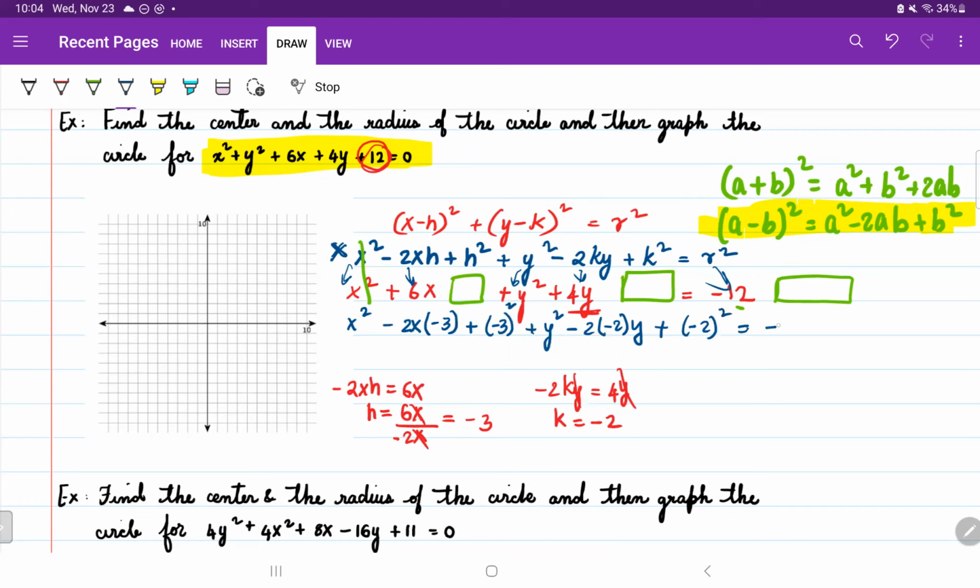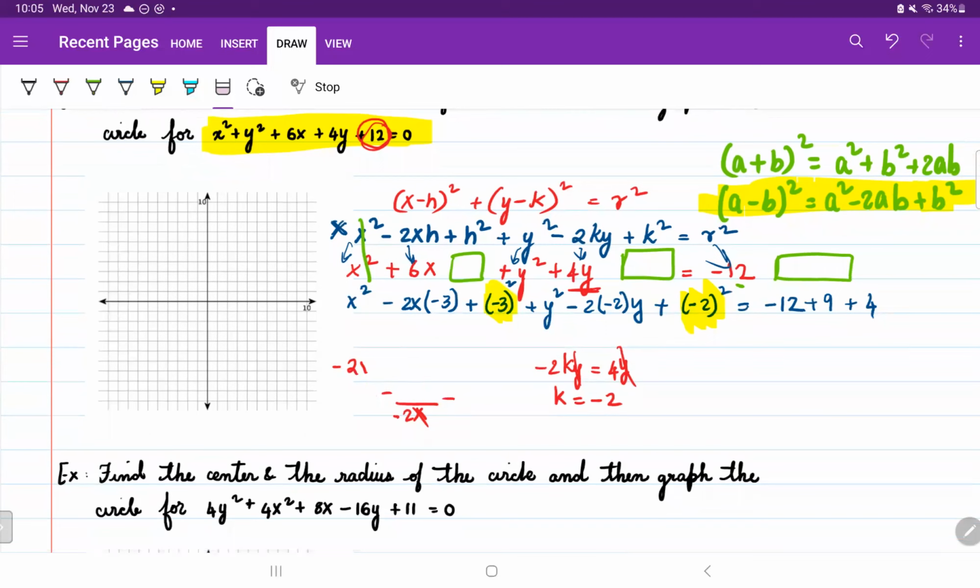Now, one thing to notice here is we added these two numbers to our left-hand side. So since we added to the left-hand side, we have to make sure that we add it to the right-hand side as well. So here we have minus 3 whole square, which is 9. So you add a plus 9. And then you added a minus 2 whole square, which is 4. So you add a 4 here.